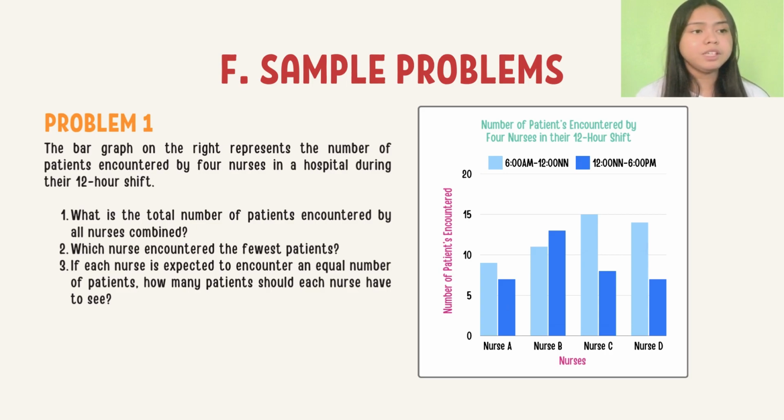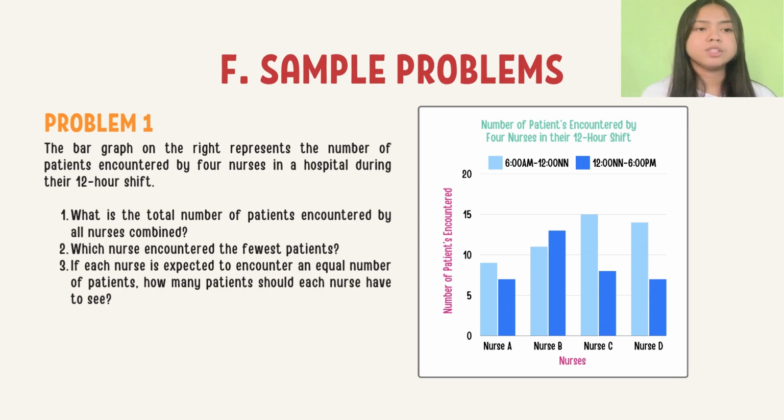shift. Nurse B got 11 patients for their 6 a.m. to 12 noon shift and 13 patients for their 12 noon to 6 p.m. shift. For Nurse C, they got 15 patients for their 6 a.m. to 12 noon shift and 8 patients for their 12 noon to 6 p.m. shift. Lastly, for Nurse D, they got 14 patients for their 6 a.m. to 12 noon and 7 patients for their 12 noon to 6 p.m.